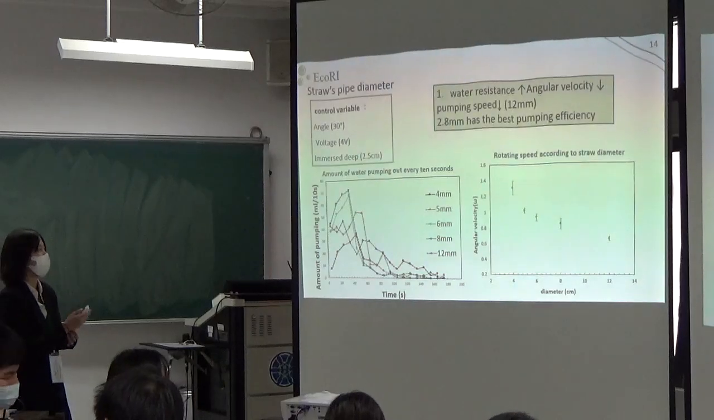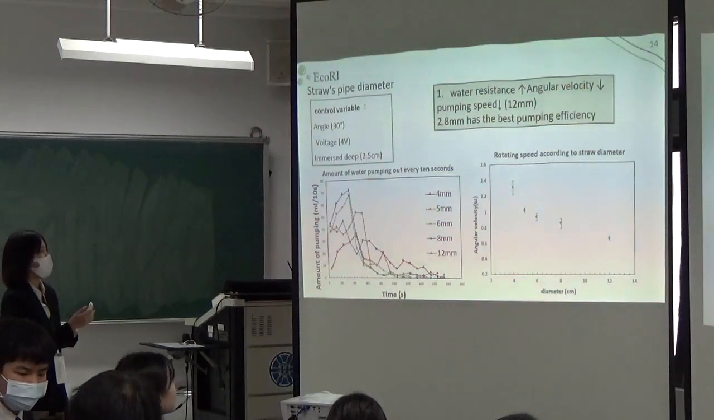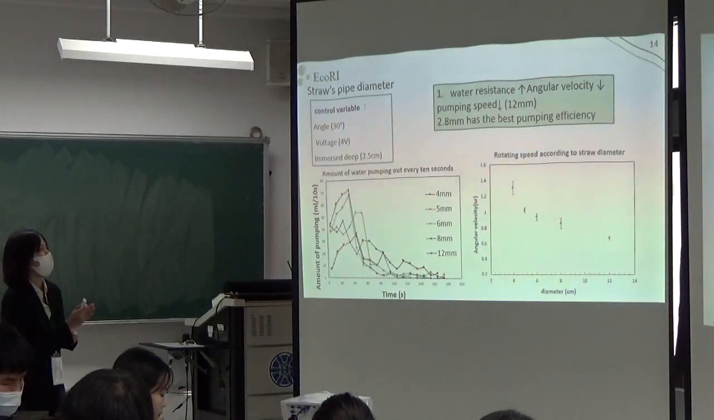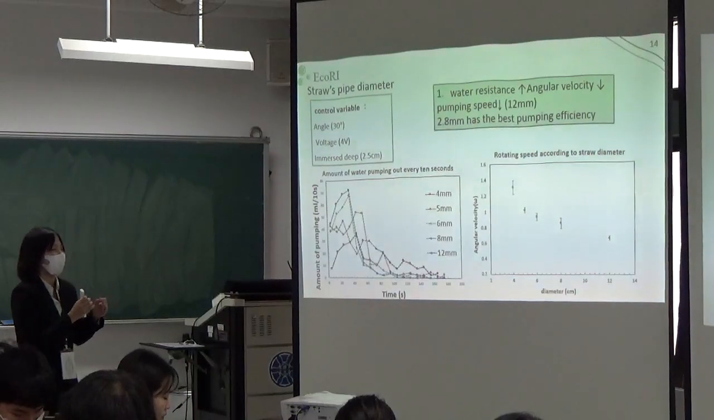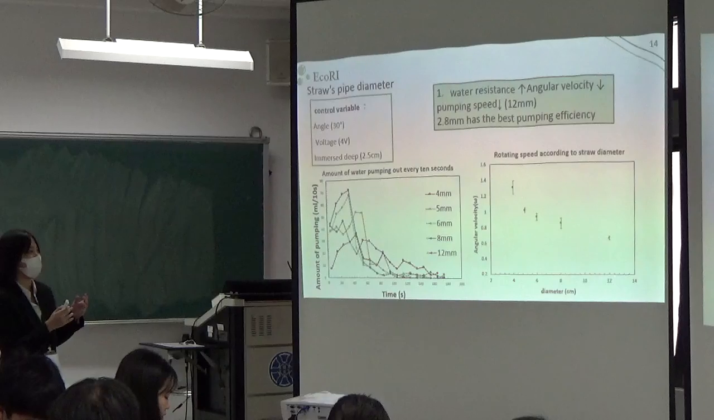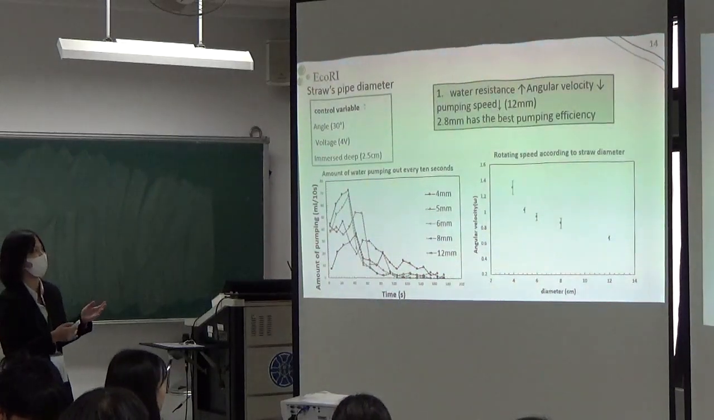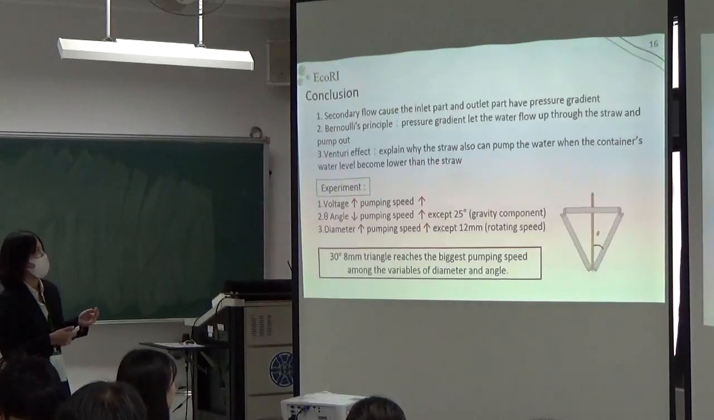the pumping speed will decrease, and that just happened in the 12 milliliters, because from 4 milliliters to 8 milliliters the pipe is too small and the stroke cannot pump out water immediately, and the 8 milliliters has the best pumping efficiency. And so that is the conclusion.